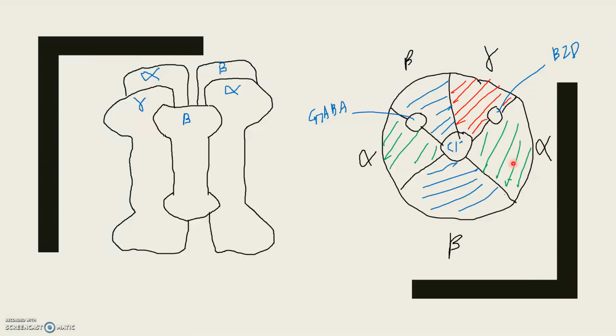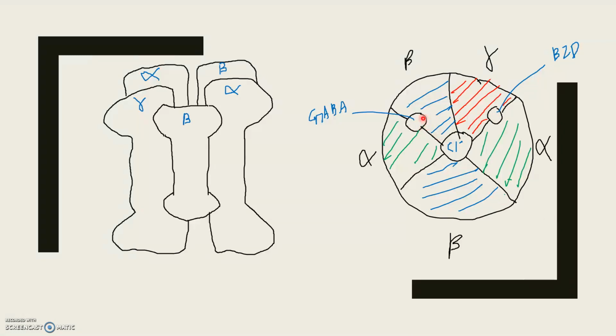From the top view, we can find that there is a central chloride pore. This is the central chloride pore, and two binding sites. These are the two binding sites, the GABA binding site as well as the benzodiazepine binding site, the BZD binding site. So mainly there are 3 binding sites, but for this illustration purpose, we only draw these 2.